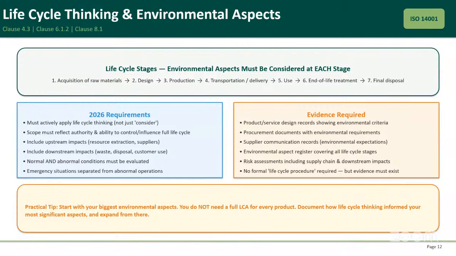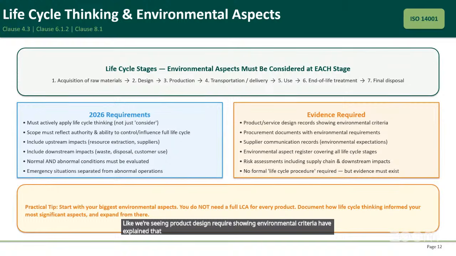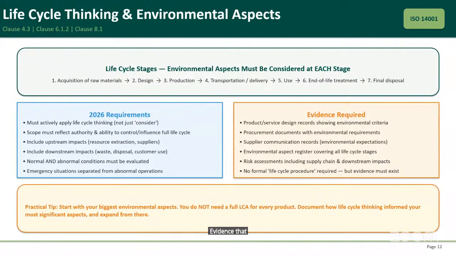Like we're saying, product design requires showing environmental criteria. I've explained that. Procurement documents with environmental requirements, I just explained that too. Then supplier communication records, evidence that you are communicating with your suppliers, evidence that you have communicated with your suppliers.